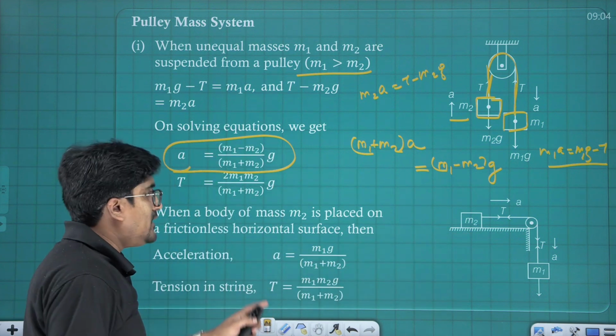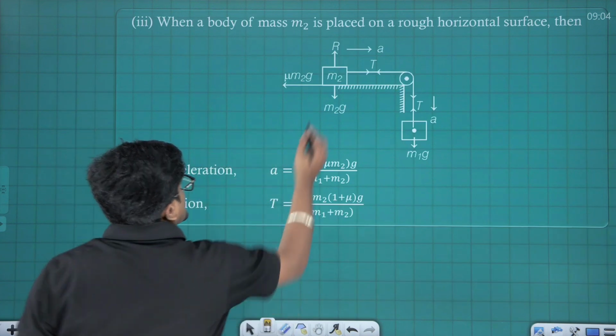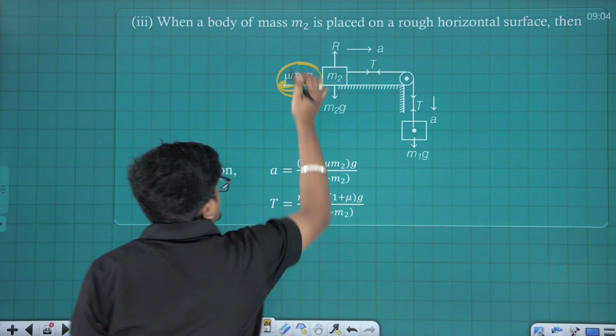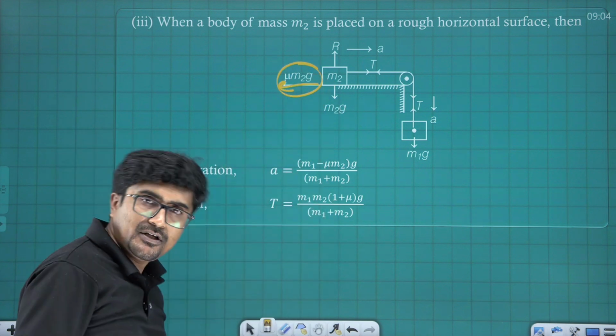If there is no friction, this holds; and if friction is there, you just need to consider the opposing force, that is M2 g. That's the only thing. You have got the detailed expression here.